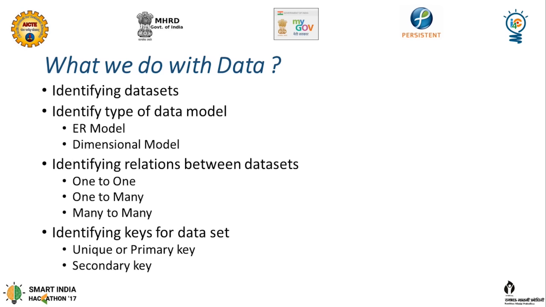What are the different types of keys? We call it unique key or primary key. What is a primary key? A primary key is a key which never gets repeated. A simple example is the Aadhaar card number. The Aadhaar card number is unique for that person. Your student identity number is unique for you.